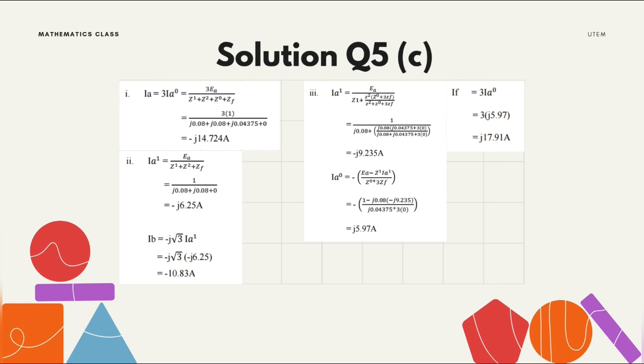After that, we need to find IF. The formula for IF is 3 IA0, so it equals 3 times j5.97, and the answer is j17.91 ampere. Okay, that's all from me.